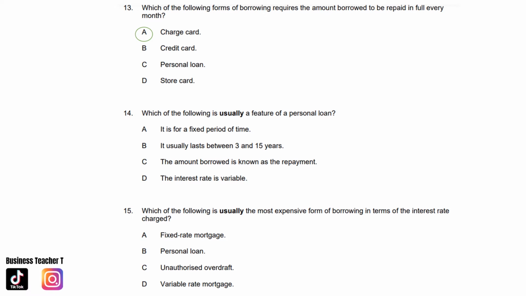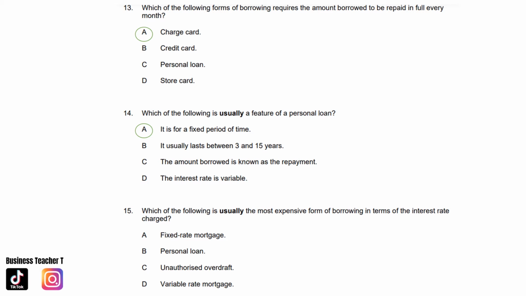Question 14. Which of the following is usually a feature of a personal loan? A, it is for a fixed period of time. B, it usually lasts between 3 and 15 years. C, the amount borrowed is known as the repayment. Or D, the interest rate is variable. And the answer is A, it is for a fixed period of time.